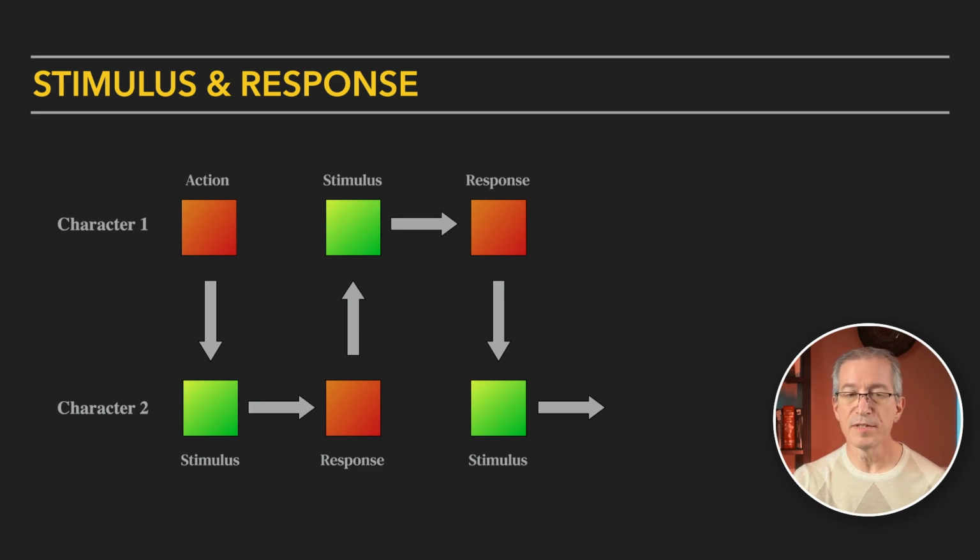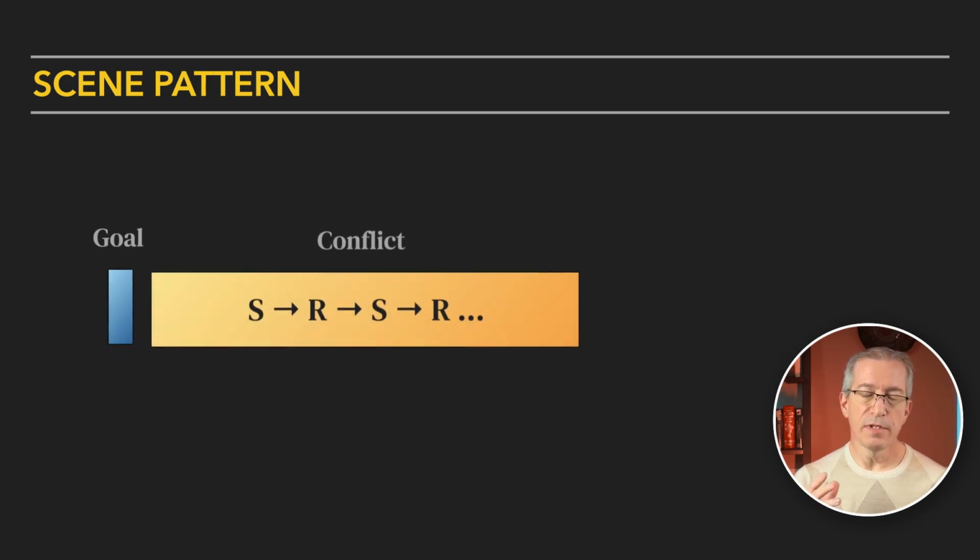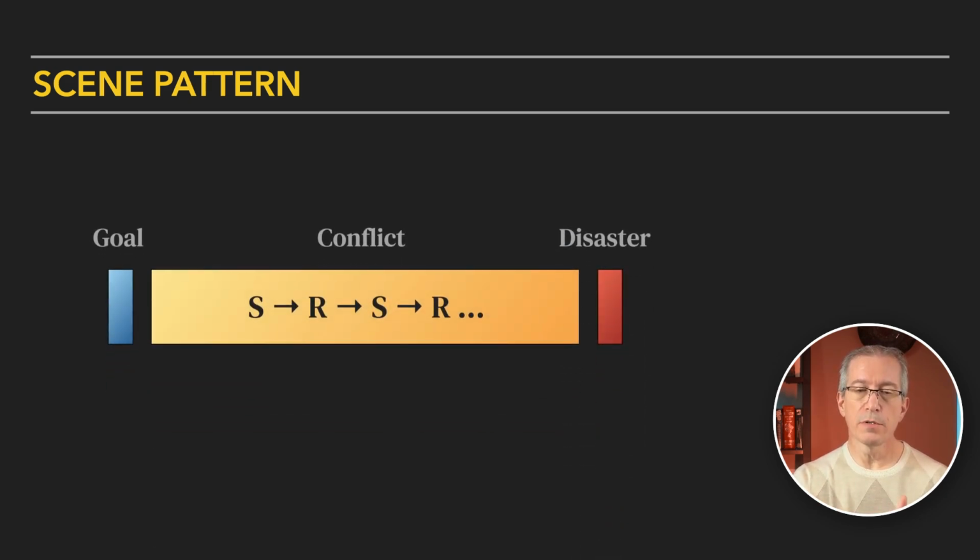Now, this is a very simplified version of how this works if it's a rapid-fire exchange. And so the scene might look something like this. We have the statement of the goal that we already covered, the introduction and development of conflict, and a disaster. And inside of that conflict we have this stimulus response going back and forth between at least 2 characters, maybe more. That's a pretty simplified look at how the conflict might go.